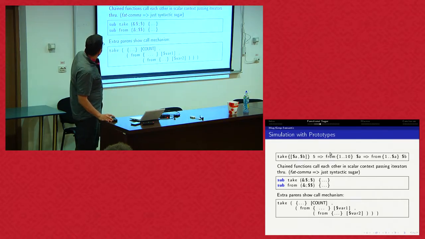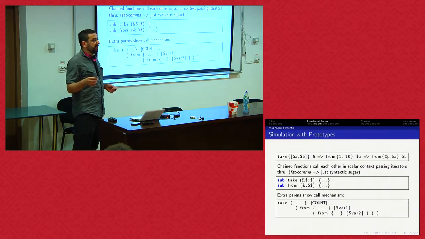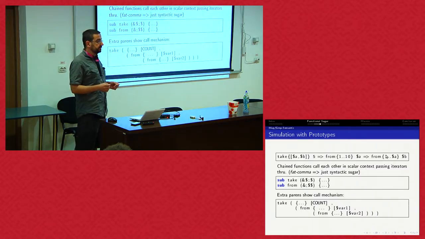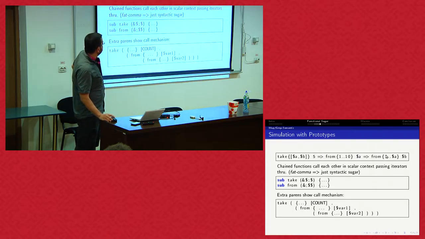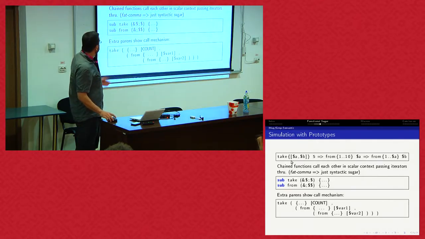Because of the lexical scope of the variables, these are the same variables, $A, $B. And because Perl has call by reference, the variables you get in the add underscore are read-write, they are aliases. The from can manipulate the value from the second argument. So I don't want to go into the details, I'm going to talk about syntax more than about the details. So you can implement it.